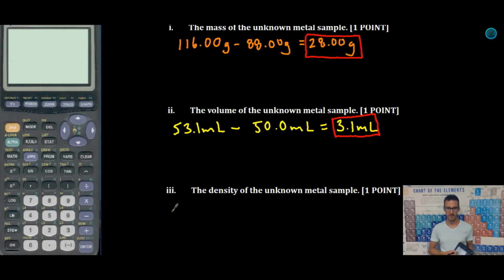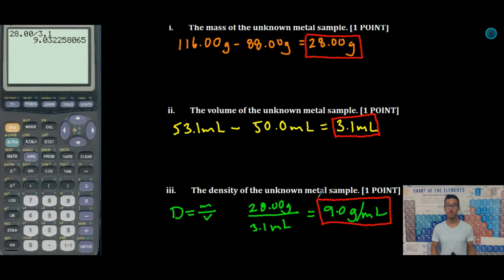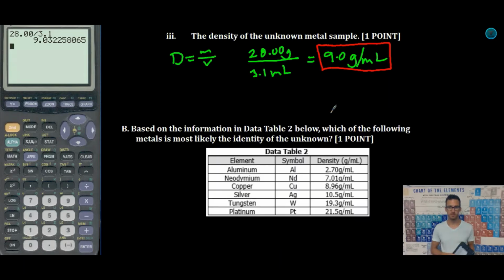Recall that to solve for density, it's equal to the mass over the volume. I calculated the mass in part I, and I calculated the volume in part II. A quick trip to my calculator. Remember, don't forget sig figs and units.